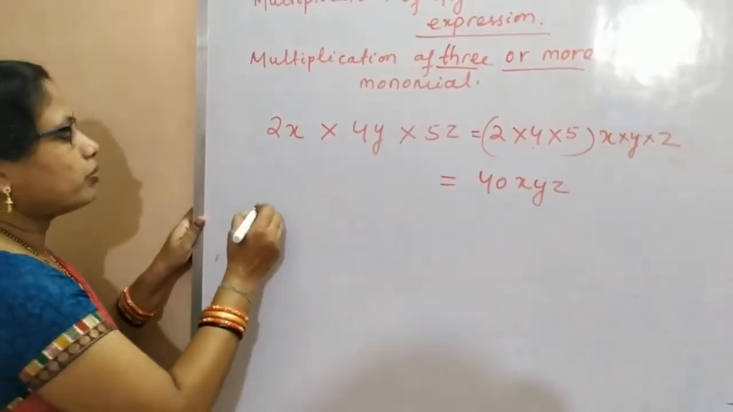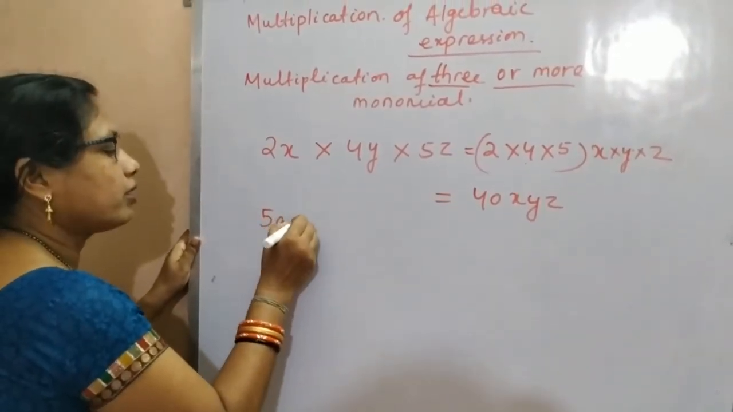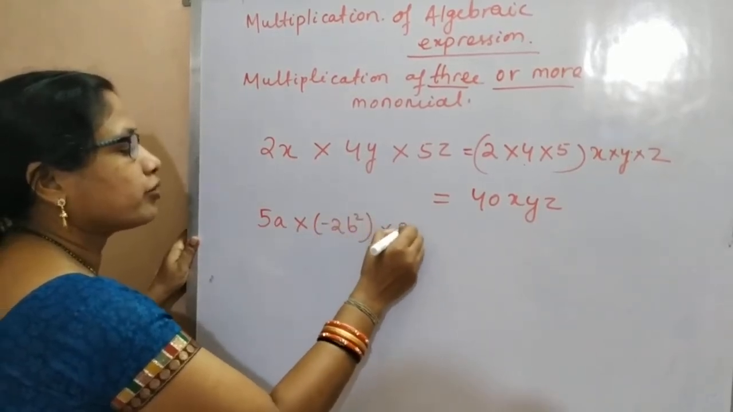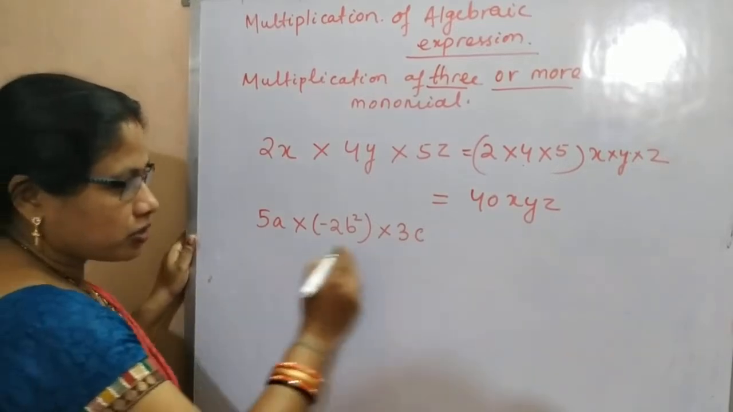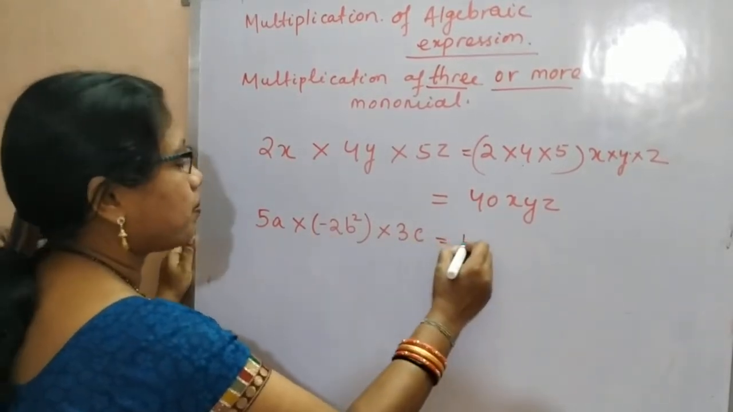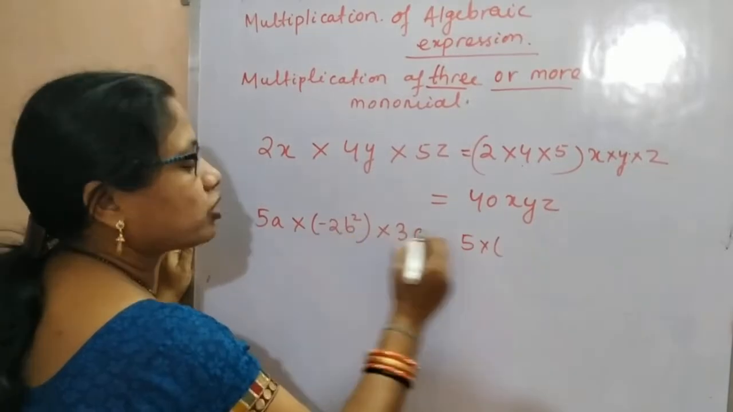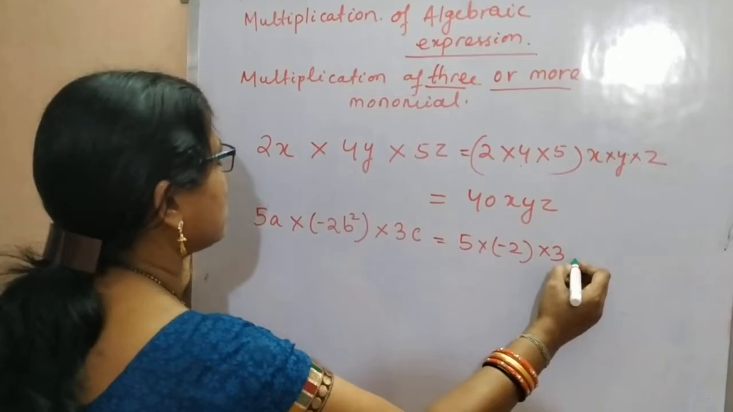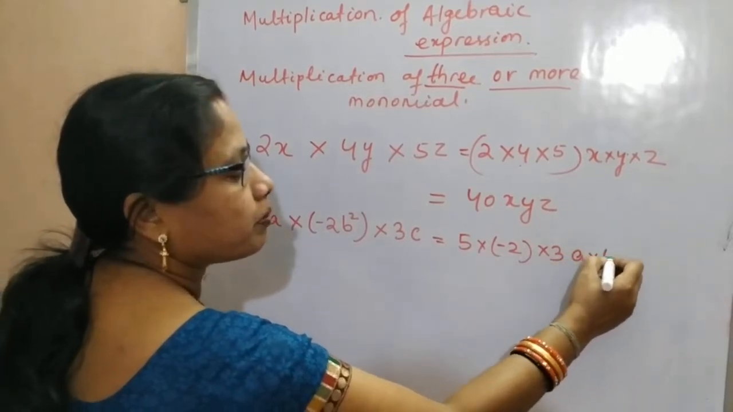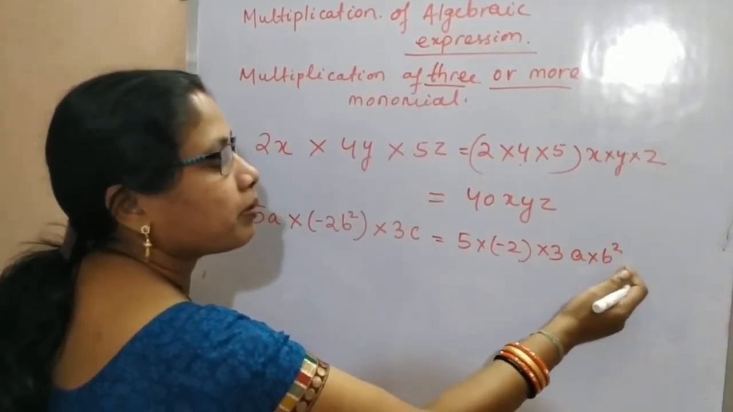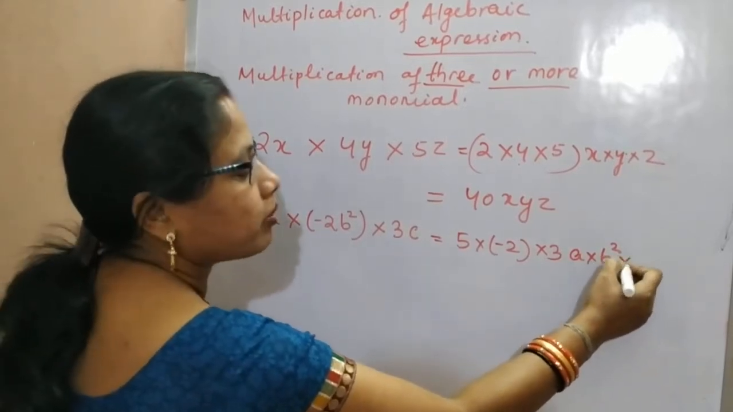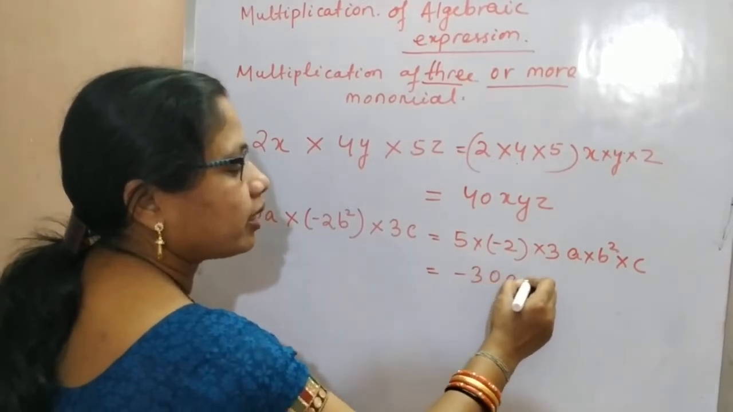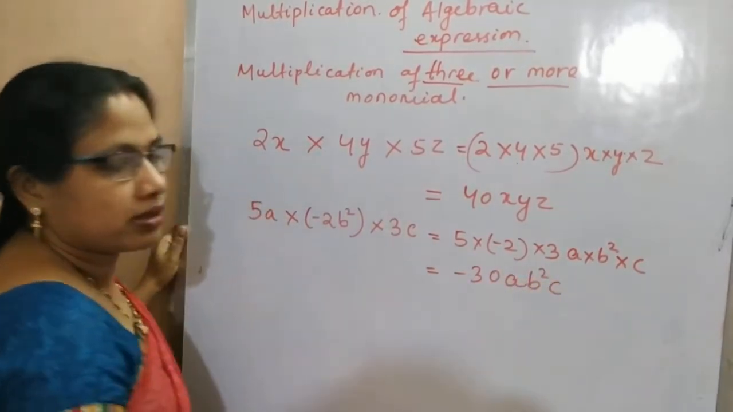Then another example, let 5a multiplied with minus 2b square multiplied with 3c. So first we have to multiply the coefficients. 5 multiplied with minus 2 multiplied with 3. Then the algebraic factors, a multiplied with b square, or b multiplied by b, you can write b square, multiplied with c. So this is equal to minus 30 a b square c.